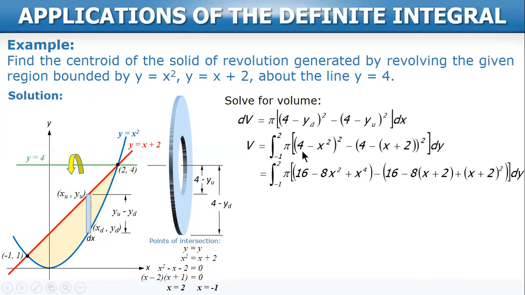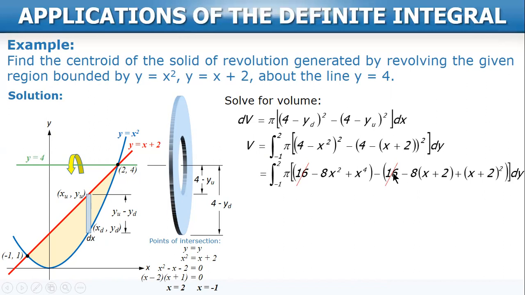So, we expand this one. Perfect square trinomial, 4 squared. The middle term is 2 times the product of the two terms. 4 times negative x squared times 2. We have this one. And then the third term is square, positive. And then this one, perfect square trinomial also, square of 4, 16. Multiply the two terms and then times 2. We have this. And then square.